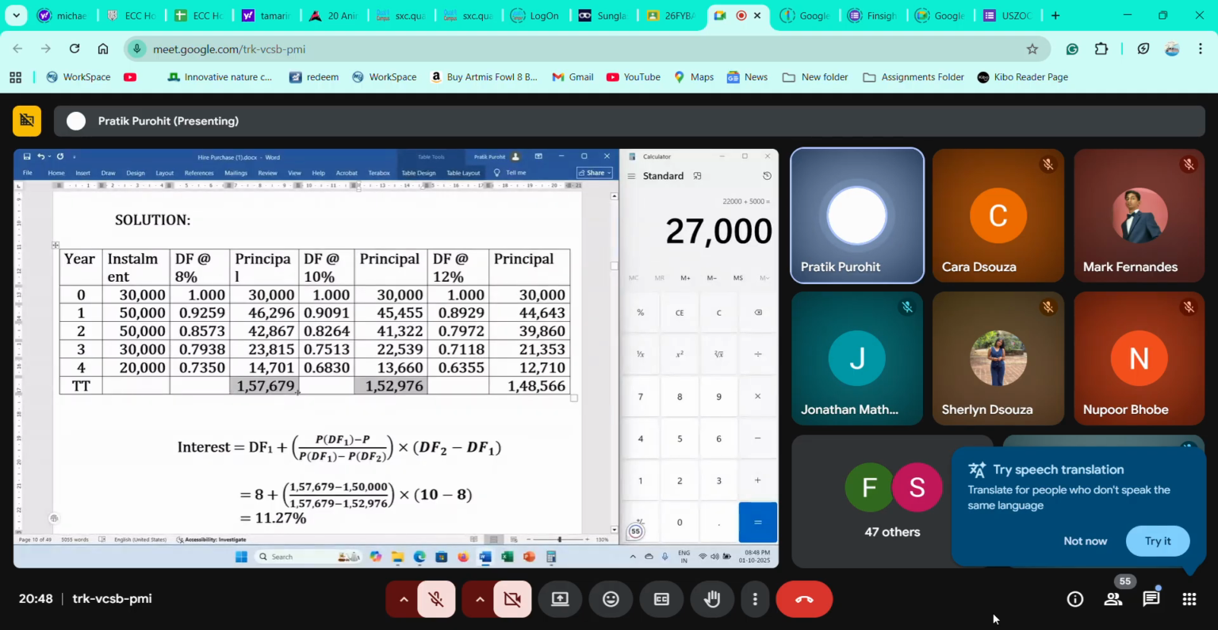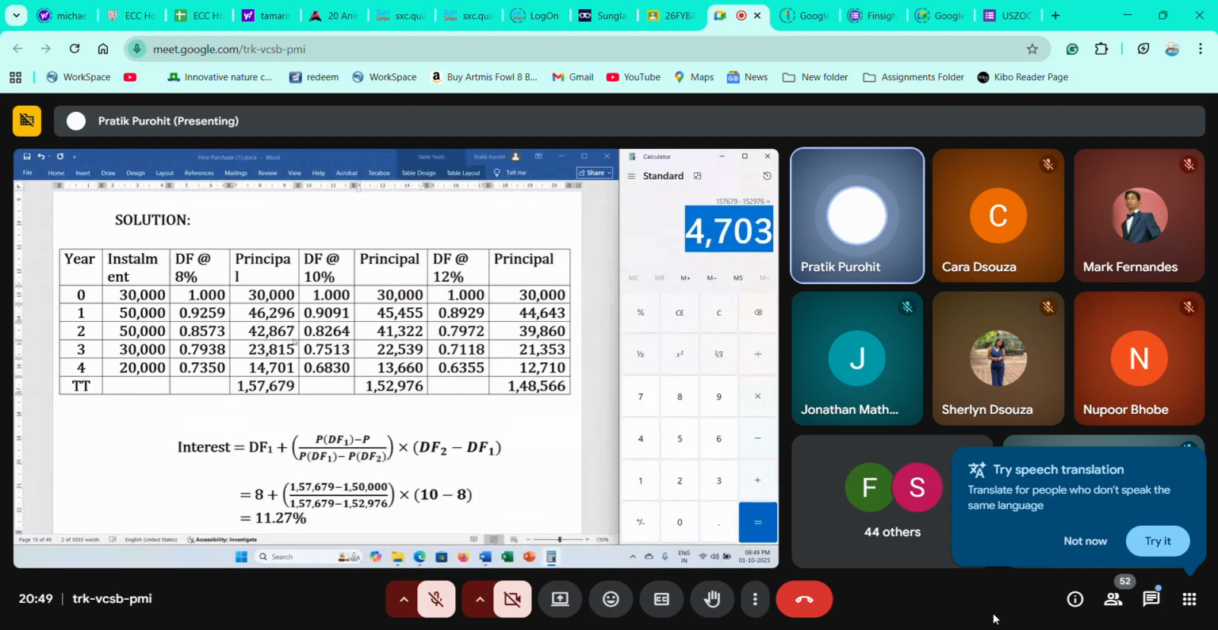If my cash price at 8% is 157,679 and at 10% is 152,976, what percentage should I change from this 10% to reach 150,000? So I'm just using that median wala formula that we use in statistics. I'm checking what is the difference between the two first: 157,679 minus 152,976. 2% change is giving me how much?